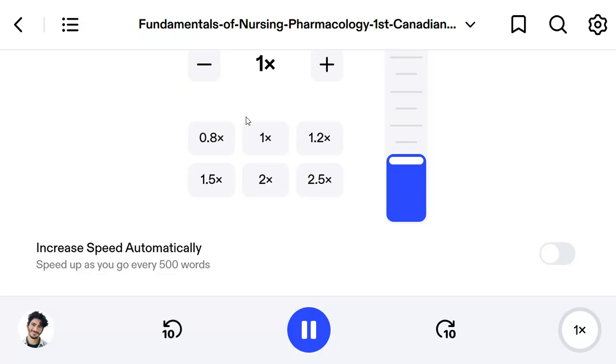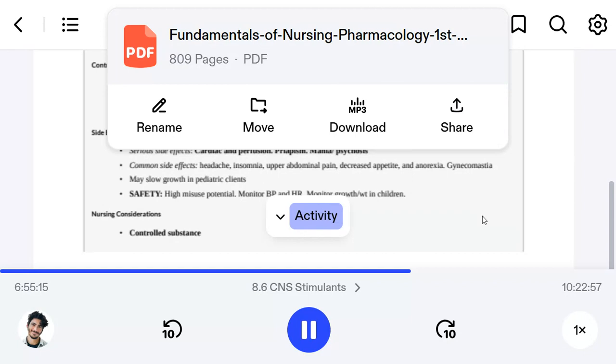Parent teaching. Clients should avoid alcohol. Monitor for misuse. Clinical reasoning and decision-making activity 8.6.